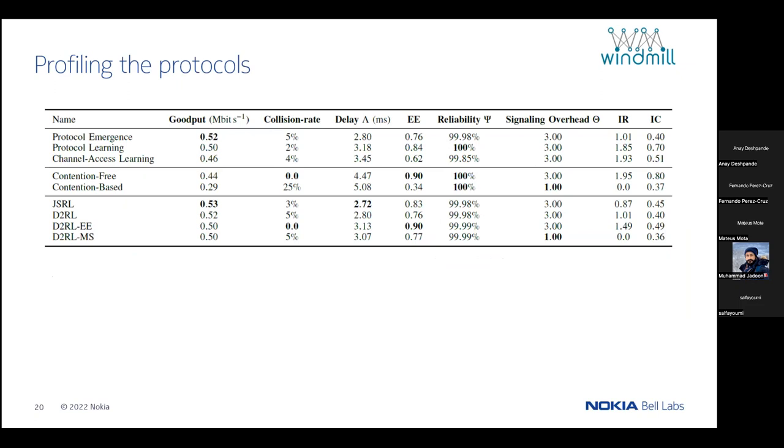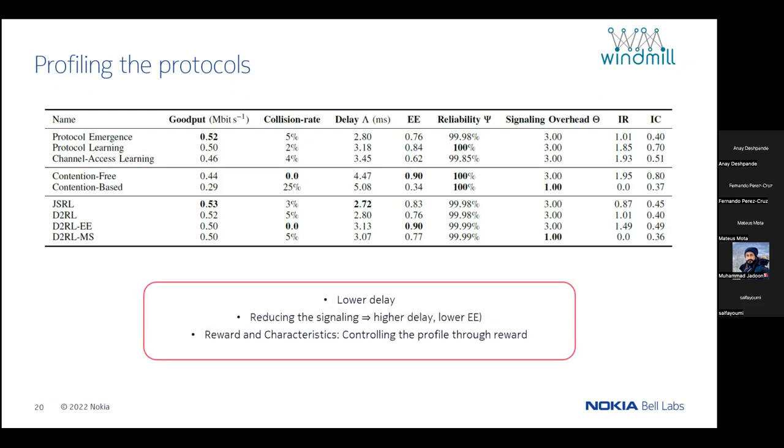So when you have this step, there are interesting things that you can look at when you're comparing protocols here. The first one is looking at the difference between protocol emergence learning and general access learning. When you improve it, you get lower delay. This is the main consequence of why you get a better result. Okay, that's nice.